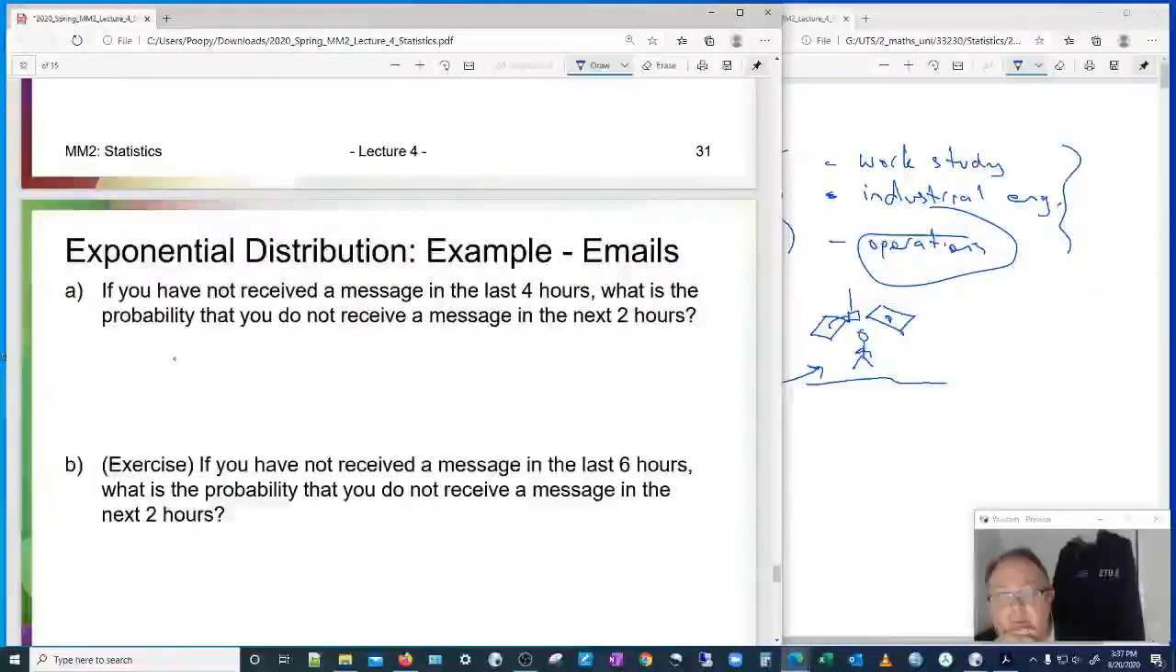So very quickly, if you haven't received a message in the last 4 hours, what will the probability be that you did not receive the message in the 2 hours?